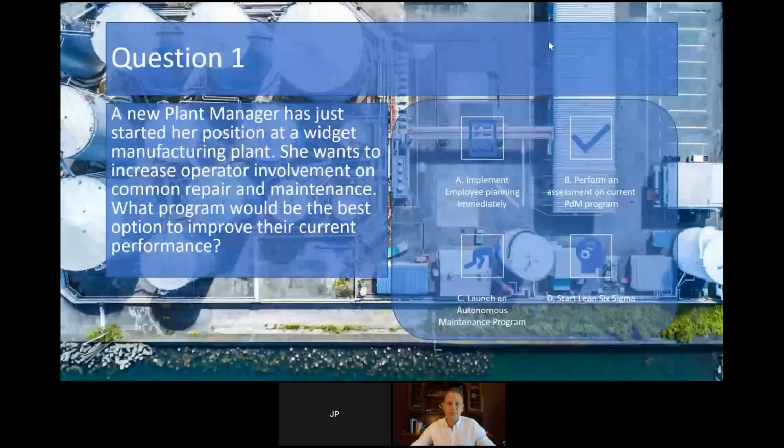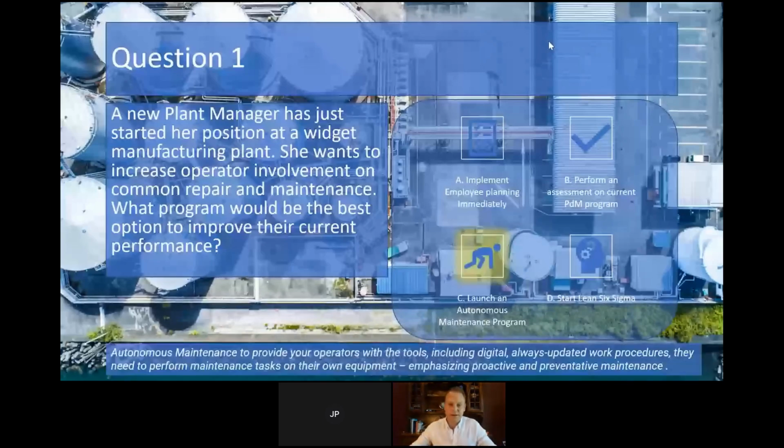C is launch autonomous maintenance program. Well, that is actually what she's looking for. And the reason is there are some keywords out there: specifically she wants to evolve a program to create autonomy. And D is start Lean Six Sigma, which there's nothing wrong with starting Lean Six Sigma. But again, it wasn't the direct ask that the plant manager was going for. So in this case, it's C. Autonomous maintenance provides your operators with the tools, including digital, always up-to-date work procedures that they need to perform the maintenance tasks on their own equipment.